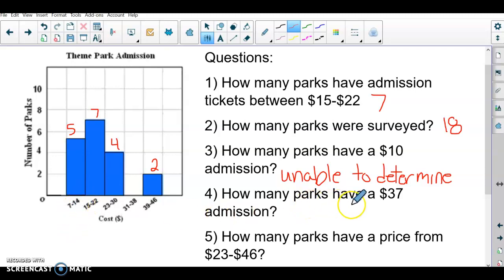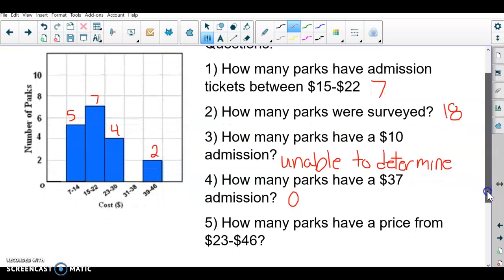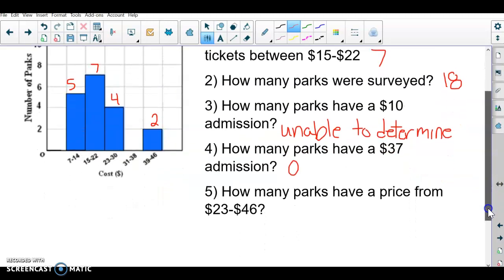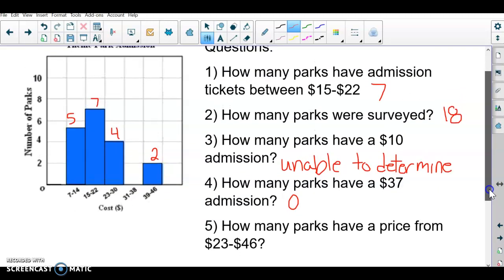Okay, how many parks have a $37 admission? Now this question is different from this question. Why is that? Well, there's no bar here. No bar means there is no data that represented $31 to $38. So how many parks have a $37 admission? 0. We know that for a fact because there is no bar. So that's an extra tricky question. I like it. How many parks have a price from $23 to $46?